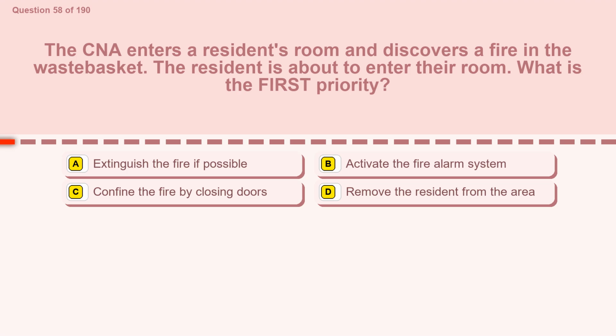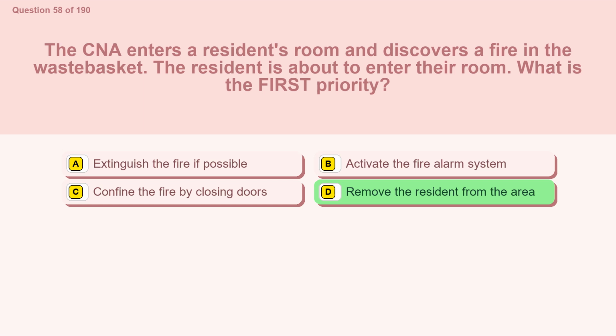Question 58. The CNA enters a resident's room and discovers a fire in the wastebasket. The resident is about to enter their room. What is the first priority? Option A, extinguish the fire if possible. Option B, activate the fire alarm system. Option C, confine the fire by closing doors. Option D, remove the resident from the area.